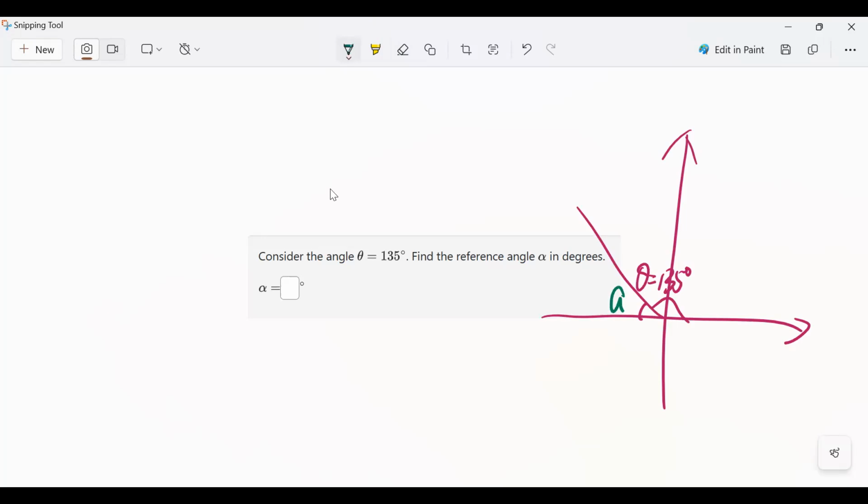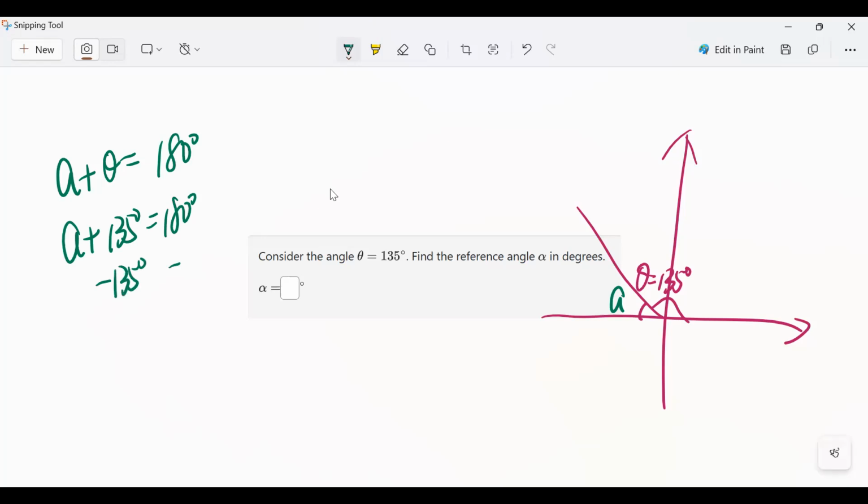And we know alpha plus theta is going to be 180 degrees. This is a typical supplementary angle. And then theta is 135, so alpha plus 135 degrees equals 180 degrees. So alpha equals 45 degrees. And 45 degrees is what we call the reference angle. Yep, so 45 degrees. So that's the answer. Any question about this?